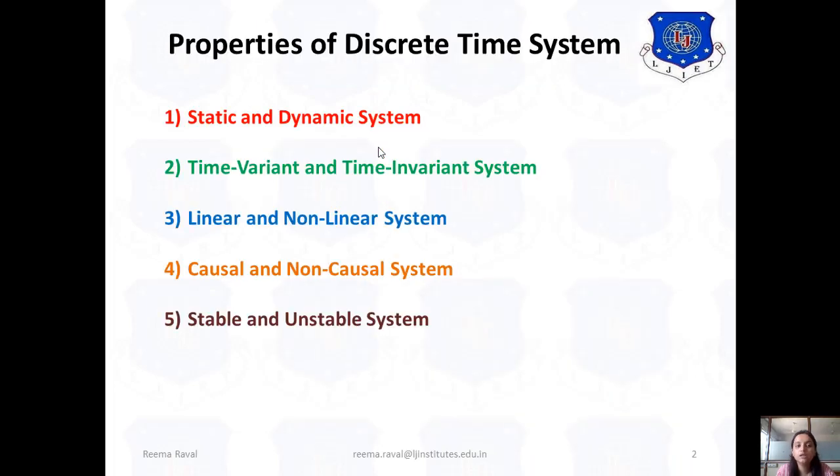We have seen the properties of discrete time systems, which are static and dynamic system, time variant and time invariant system, linear and nonlinear system, causal and non-causal system, stable and unstable system. So these were the 5 properties and how to find the properties using the given discrete time system. We have seen that in previous sessions. Now let us consider some more examples for this.